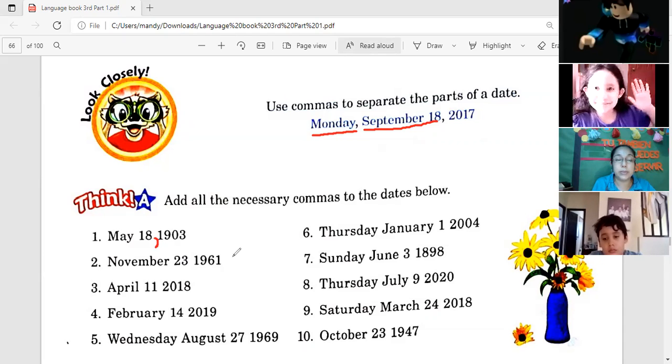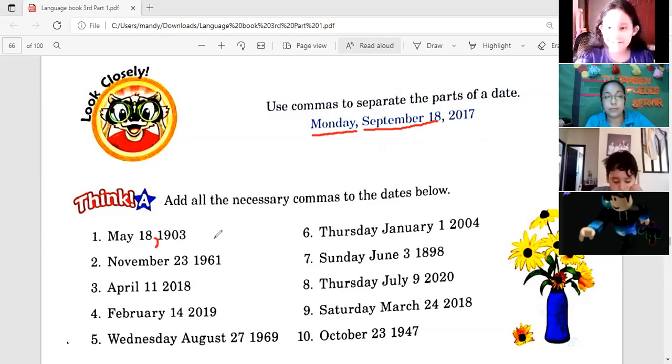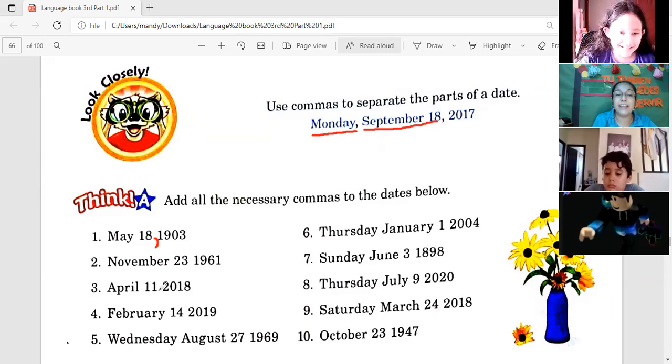Next one. Number two, November 23rd, 1961. Allison. I can do the third. The third, okay. Give me the answer of the third one. April 11, comma, 2018. Exactly. Okay, thank you, Allison.